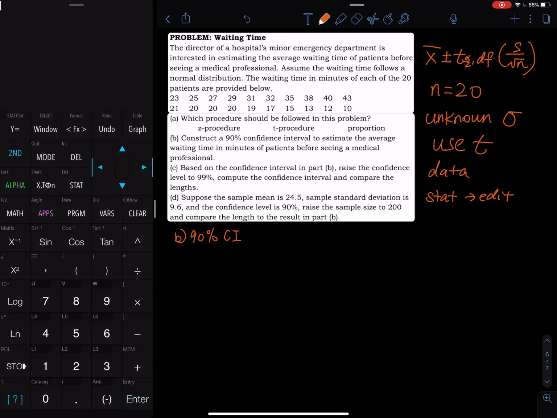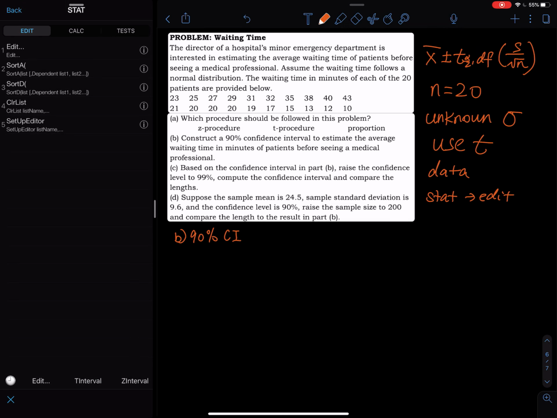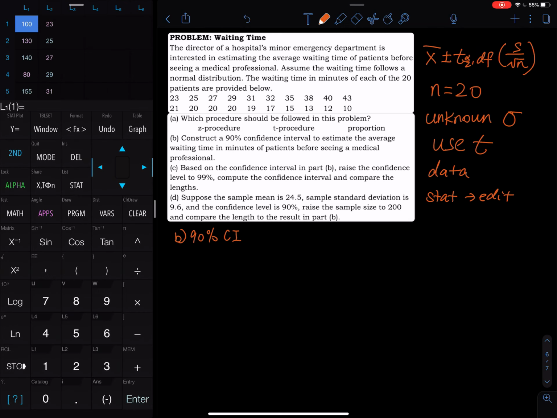So where do we enter the data? We go to stat and then we go to edit to enter the data. I already have the data input in L2.